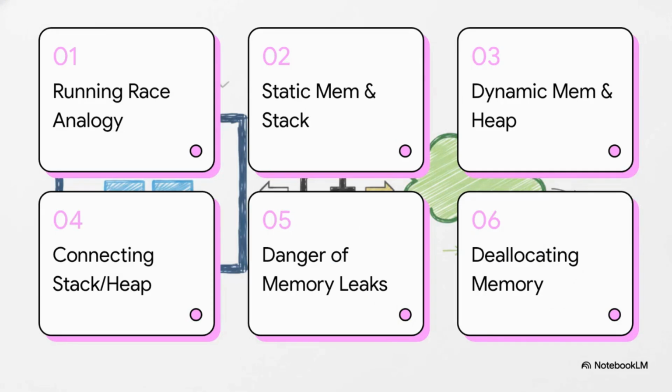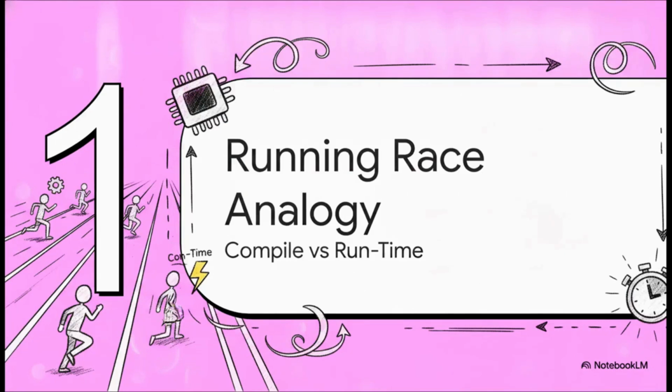Here is our roadmap for today. We're going to start with a running race analogy, move into static memory and the stack, then dynamic memory and the heap. After that, we'll look at connecting the two, the very real danger of memory leaks, and finally wrap up with deallocating memory manually. Starting with Section 1, the running race analogy, focusing on compile time versus runtime.